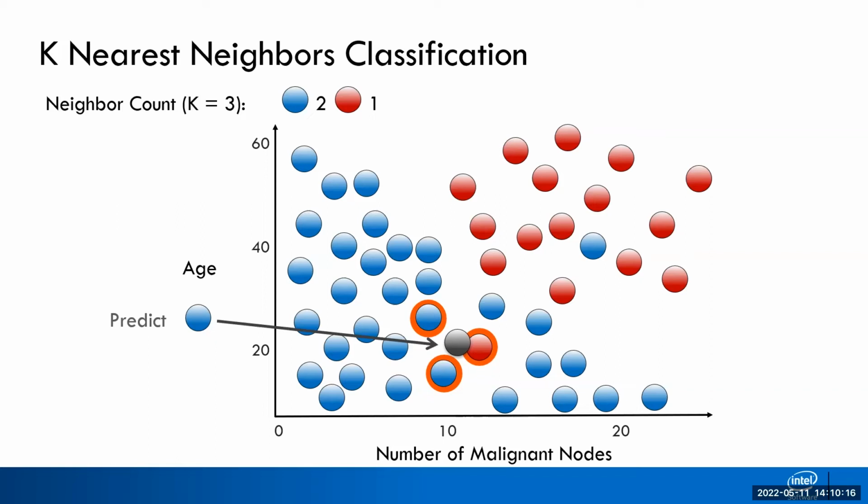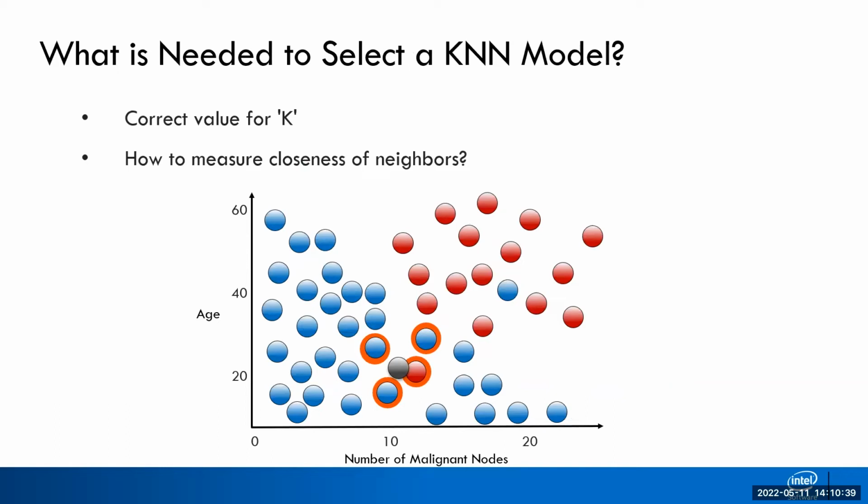So here we are picking 3, and in the next slide we pick 4 and try to see the closest neighbors. The prediction stays the same. We get 3 blue and 1 red, so it's more certain that the patient is going to survive, right? So this is how k nearest neighbors works.